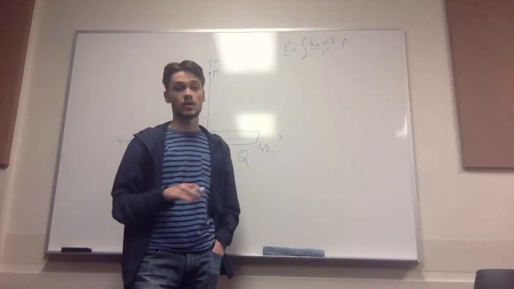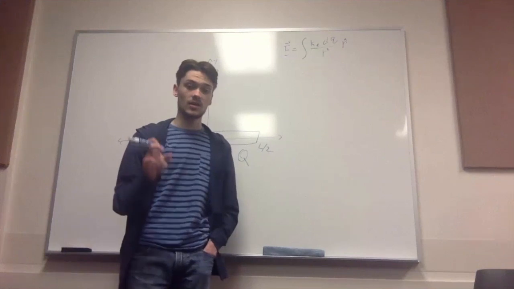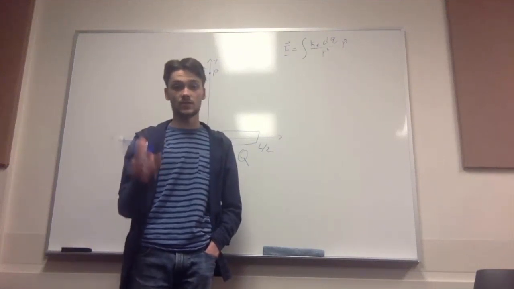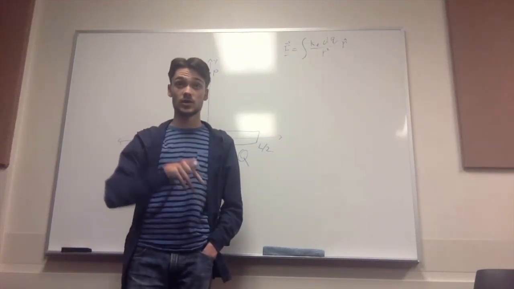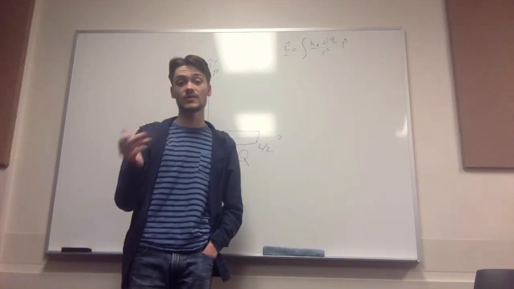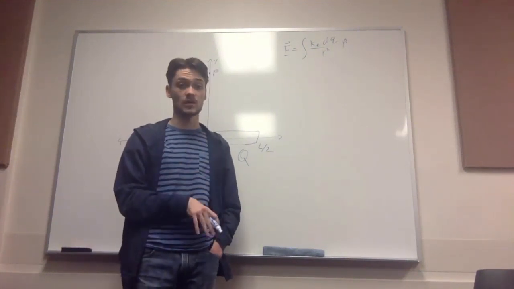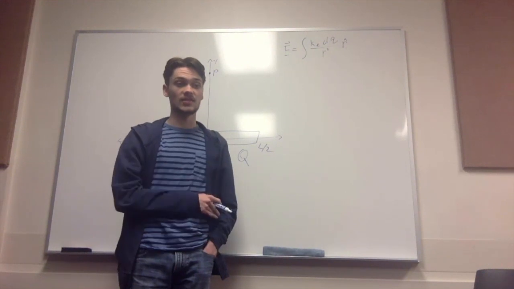So let's recall our integral. Right now we're going to take each and every one of the variables that are part of this integral, and we're going to unravel them to see what they mean so we can actually solve the problem. First, Coulomb's constant.